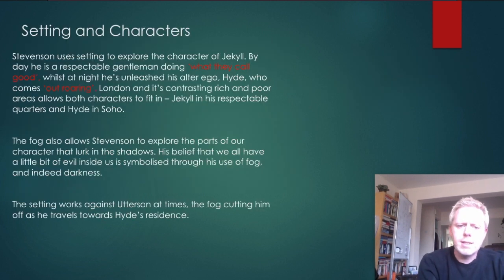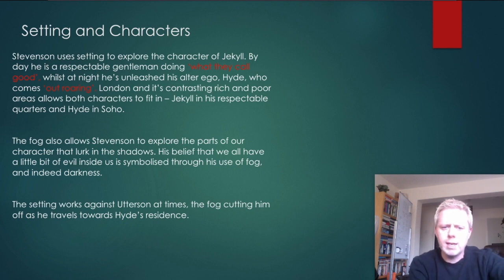Setting and characters. You can't talk about setting without linking it with characters. Stevenson uses setting to explore the character of Jekyll. By day, he is a respectable gentleman doing what they call good, whilst at night he's unleashed his alter ego, Hyde, who comes out roaring. London and its contrasting rich and poor areas allow both characters to fit in: Jekyll in his respectable quarters, and Hyde in Soho.